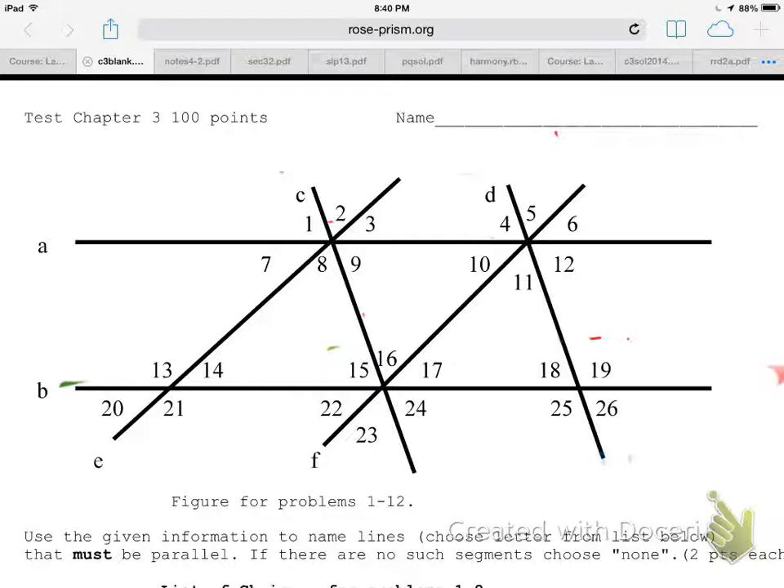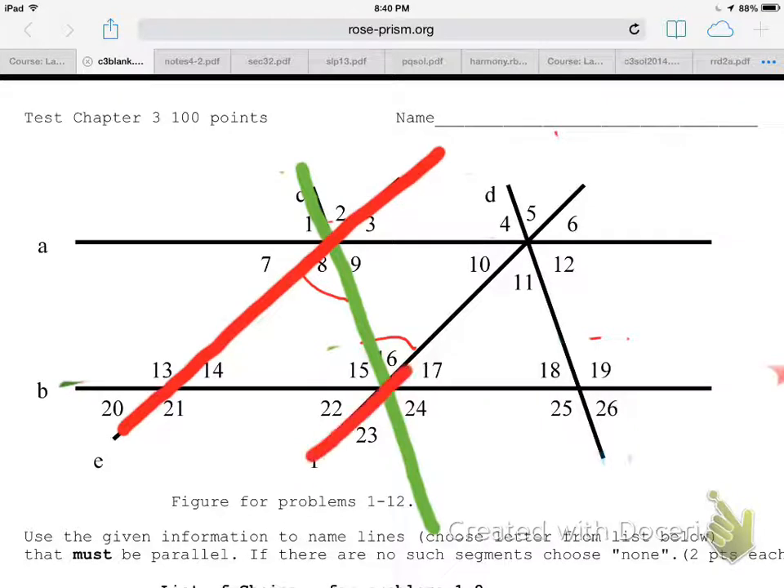Okay, 16 congruent to 8. Go find those. There's 16, there's 8. The transversal for those guys is line C. That's the side of both angles. The other sides of those angles are E and F, so it's E that might be parallel to F.